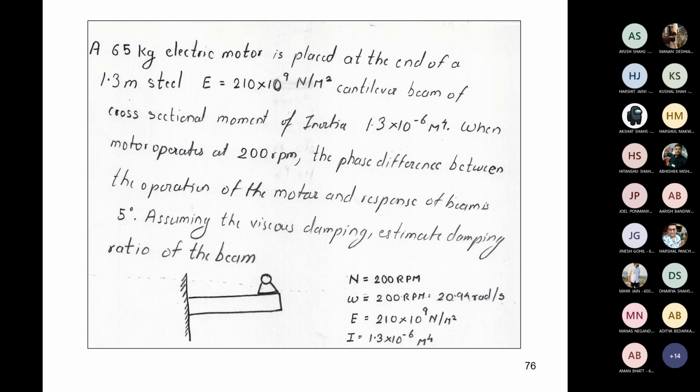When the motor operates at 200 rpm, the phase difference between the operation of the motor and the response of the beam is 5 degrees. Assume viscous damping and estimate damping ratio of the beam. Okay. So rpm is 200. So omega is twice pi N by 60. Modulus of elasticity is 210 into 10 raised to 9, and I is 1.3 into 10 raised to 6. So you have to find out the viscous damping and the damping ratio.